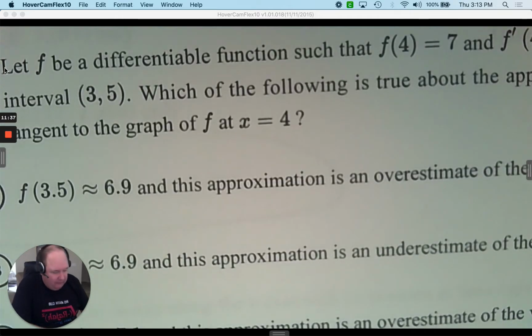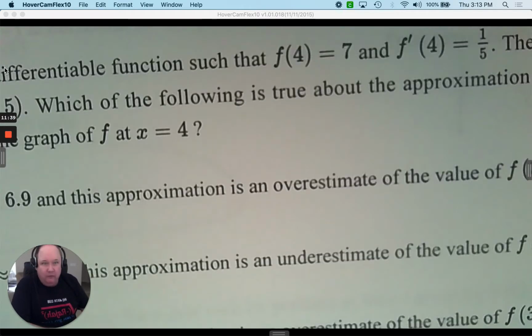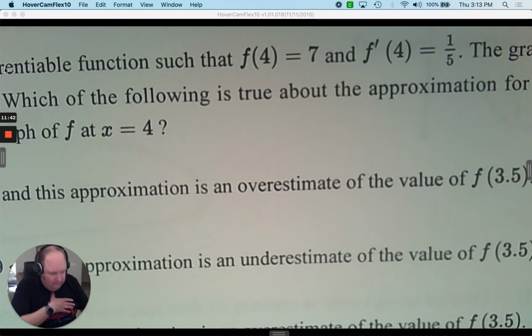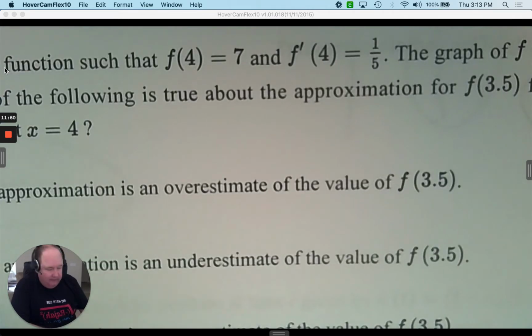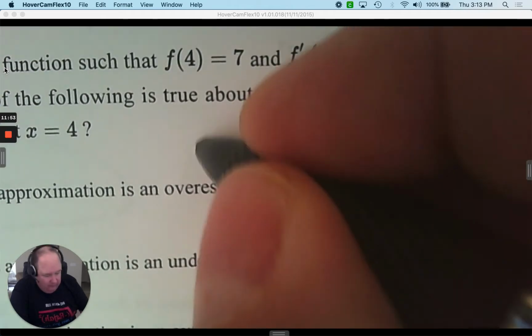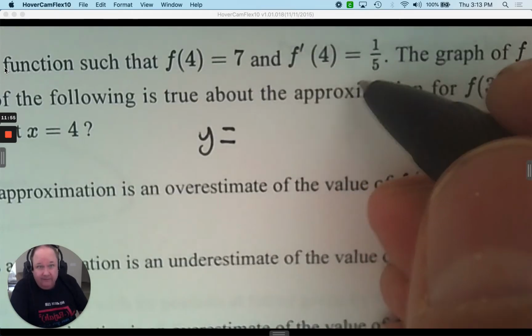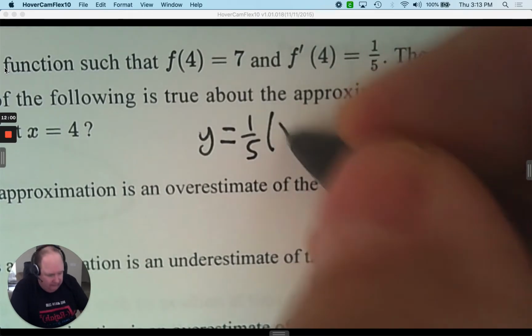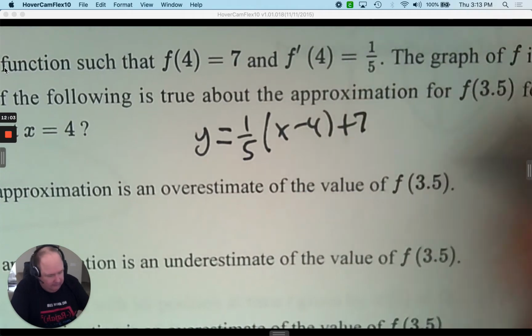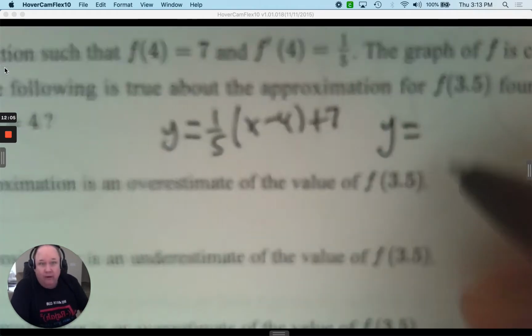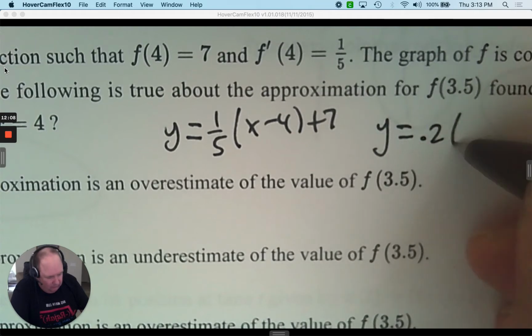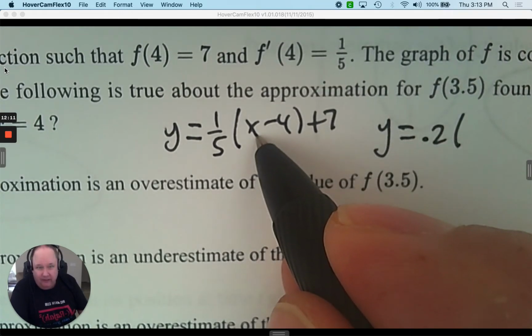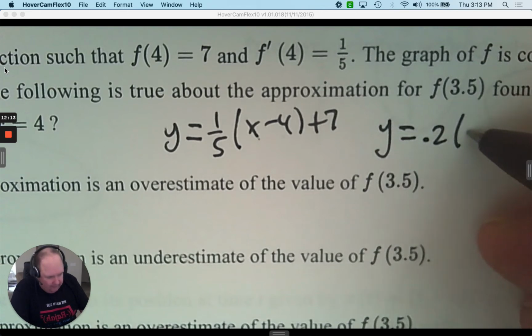Let f be a differentiable function. F at 4 equals 7. The derivative of f at 4 is 1/5. F is concave up. Which of the following is true about the approximation at 3.5? First I need to find the approximation. So I'm going to write a tangent line. The slope is 1/5, and the point is 4, 7. So that's 1/5 times x subtract 4, plus 7. 1/5 is the same as 0.2. And then if I plug in 3.5, take away 4, that's negative 0.5.